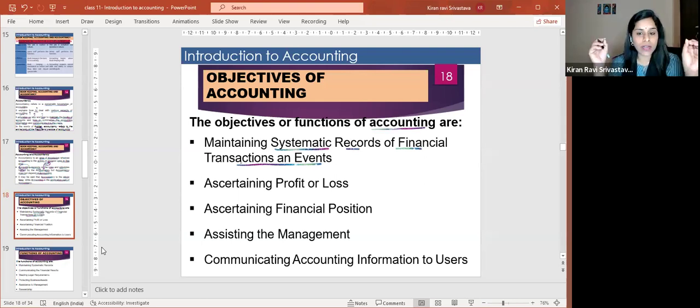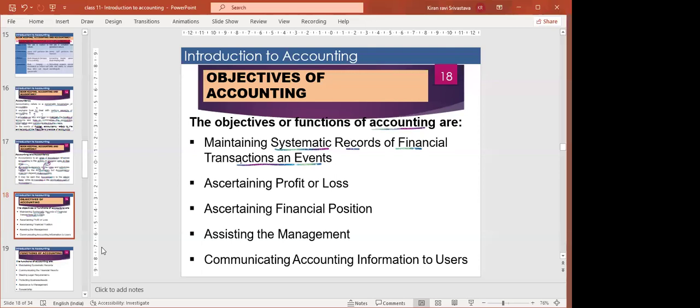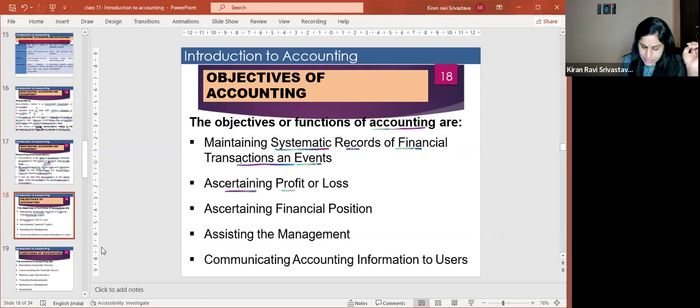So whenever we are using the word records, those records should be of financial transactions, monetary transactions, economic events. Did you get it? Then next is ascertaining profits or loss. As a businessman, when I'm doing accounting, I'm interested to know how much profit we have earned or how much loss we have incurred. So it can be either profit or loss.